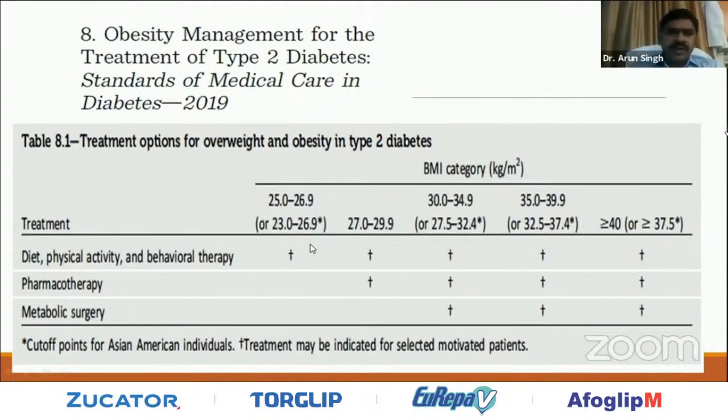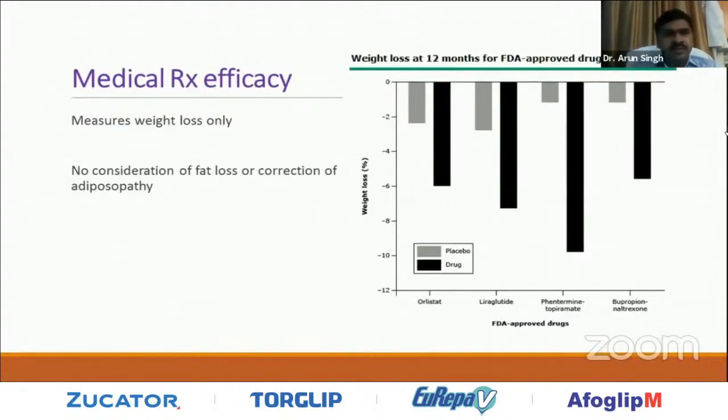So after diet and exercise, for the pharmacotherapeutic options for overweight and obesity, we have medicines and we have surgical options. There are different cutoffs for Asians, a lower cutoff. You can see here, diet and physical activity behavior therapy must be offered to all who are overweight, 23 or more kg per meter square. Pharmacotherapy can be offered at a BMI of 27 with comorbidities, and surgery can be offered to people with BMI as low as 27.5 with serious comorbidities. So these are the cutoffs for diet, physical activity, pharmacotherapy, and metabolic surgery.